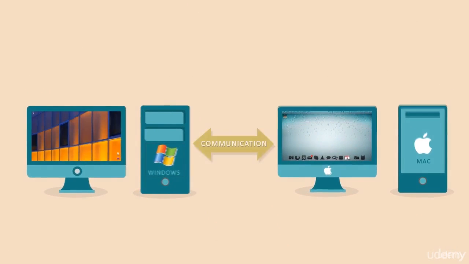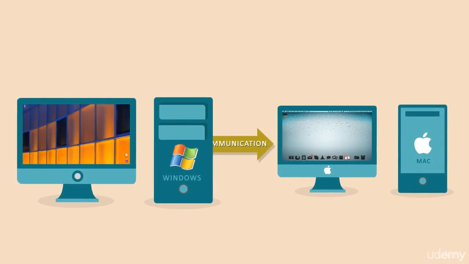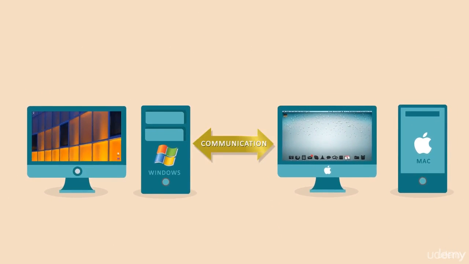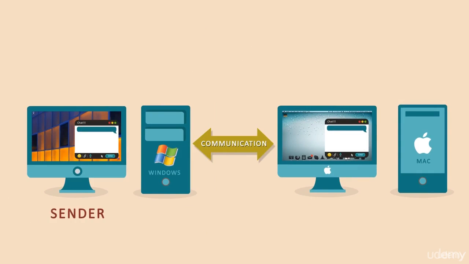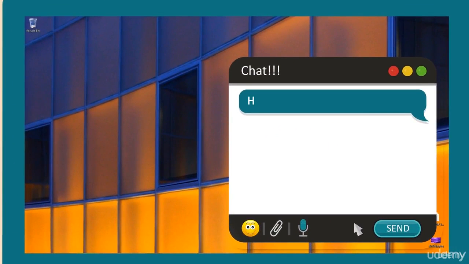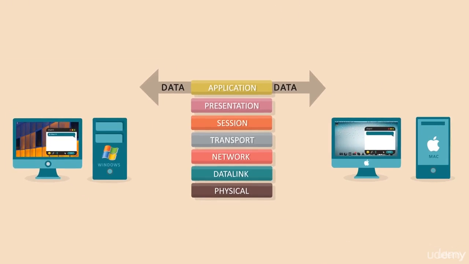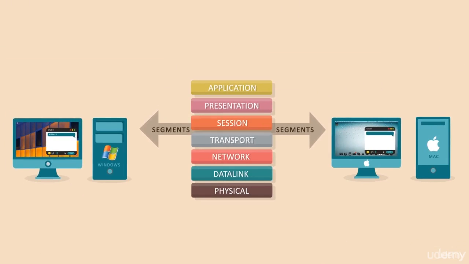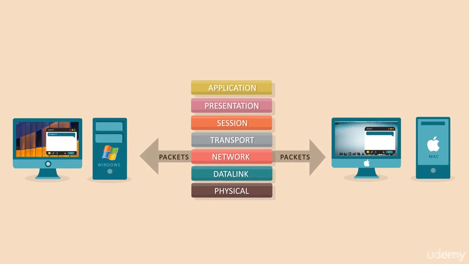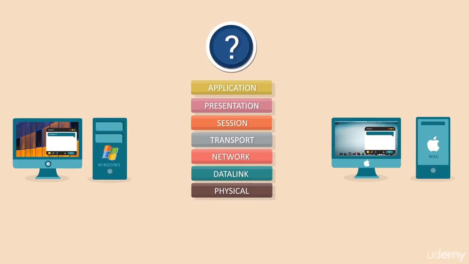Take for example that two systems, say a Windows and a Mac, communicate via a chat application wherein the Windows system is the sender and the Mac system is the receiver. Suppose the Windows machine sends a welcome note, such as "Hi Mac," via this application. The data travels via these 7 layers and reaches the destination, after being operated upon by the underlying protocols. But what happens when the data travels through these layers?